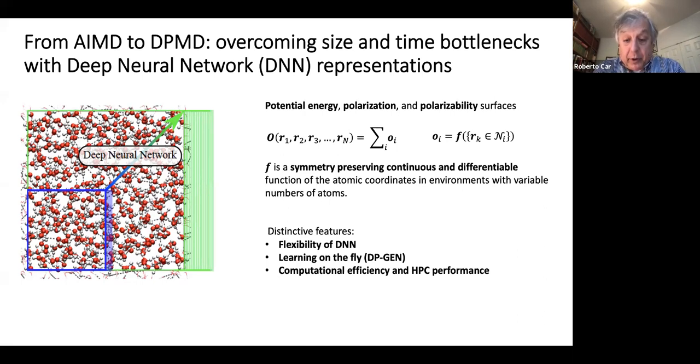So this is a very important feature. Representing the function in terms of this local property, as a superposition of local properties, makes the property by construction extensive, which is important to extend the simulation to a system of much larger size than the sizes that are used to learn the local environmental dependence in terms of density functional theory calculation.